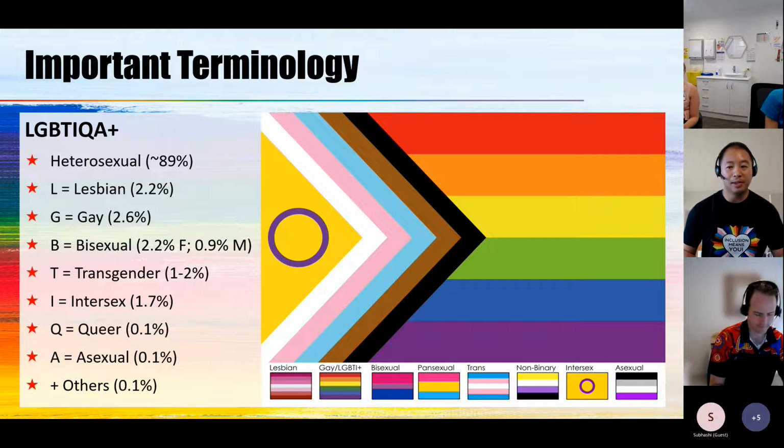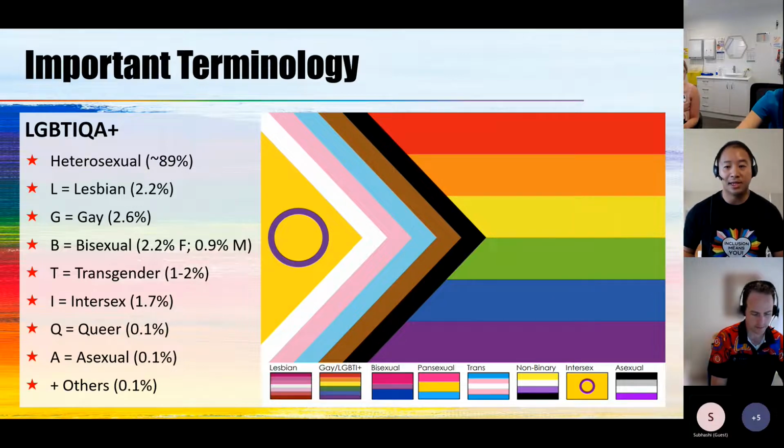So, some important terminology. We've gone through the whole acronym of LGBTIQA+, and you can see here the distribution of people who identify in that way in our own community here in Australia. You can see here as well that there are different flags for all the different groups being represented by the acronym.